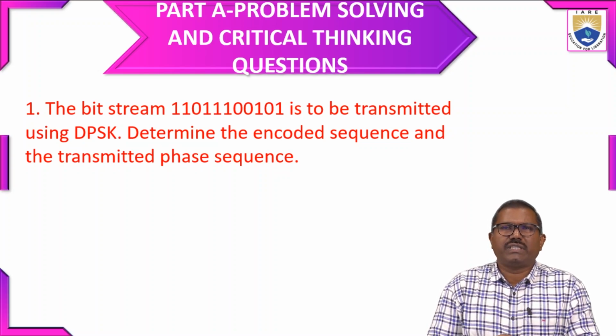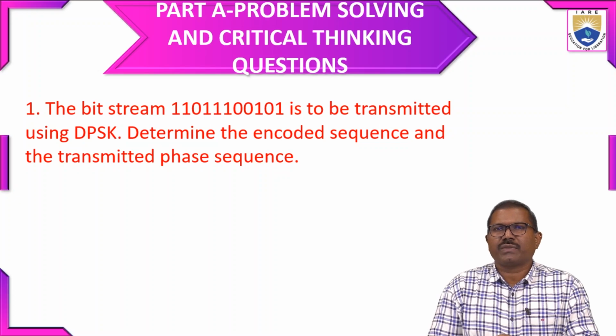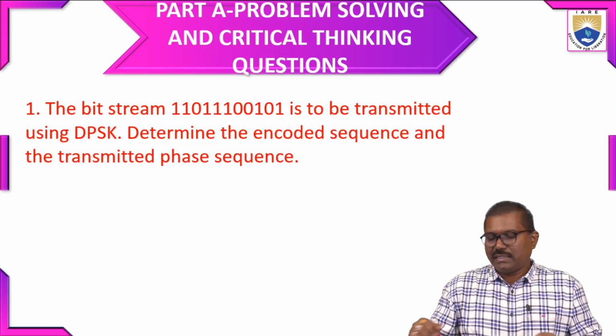the bit string 11011000101 is to be transmitted using DPSK signal. Determine the encoded sequence and transmitted phase sequence.